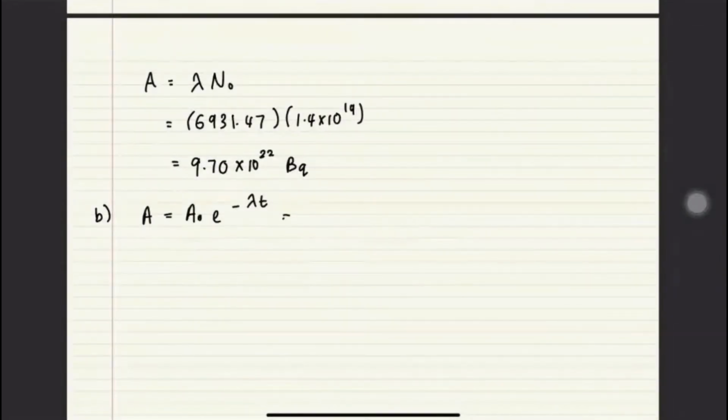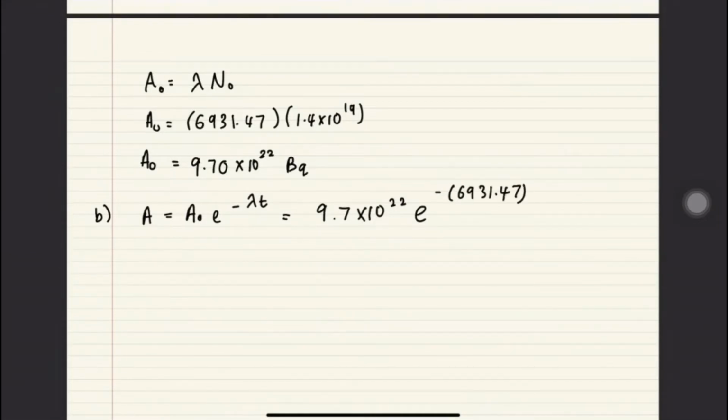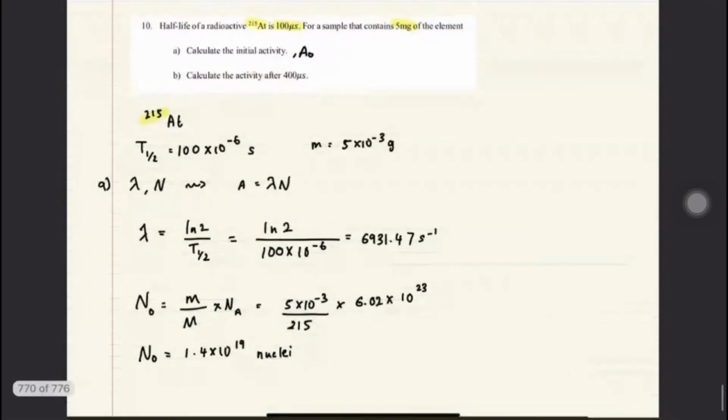A naught is equals to, sorry, this one is A naught. A naught is equals to 9.7 times 10 to the power of 22. Okay, make sure you try to solve this one using the calculator. Try to press it yourself, in case you cannot convert. The time taken is after 400 microseconds.